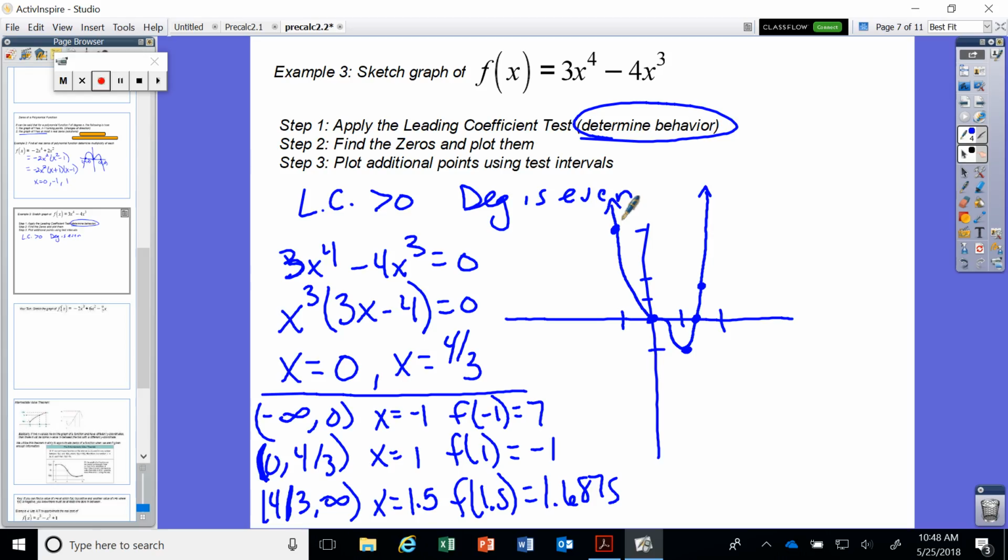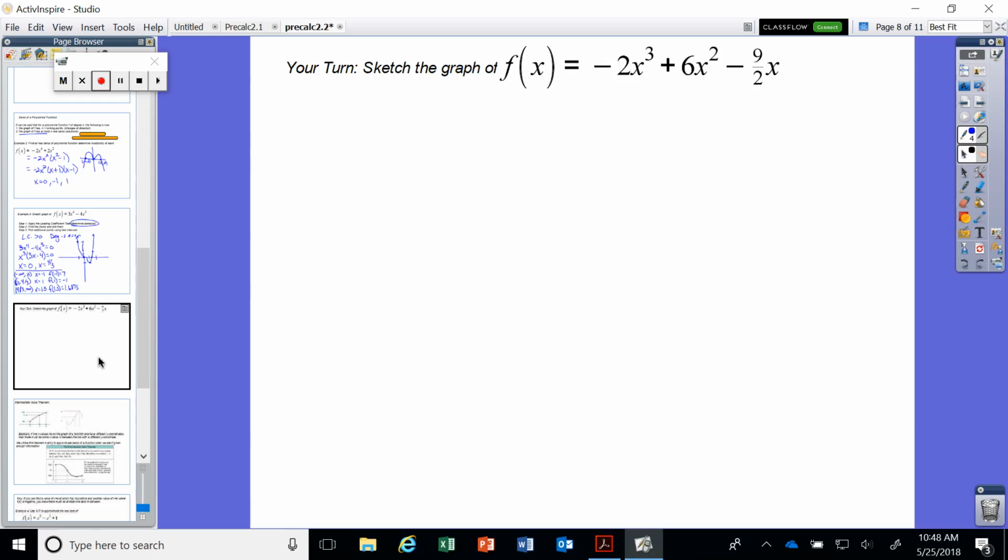All right, guys, as we wrap some things up, I've got one to try on your own. Once again, don't forget the steps. Go ahead and find that leading coefficient, find the zeros and plot them, and then find some intervals that you can work with to the left of that last x-intercept and in between the x-intercepts, and then find out where it's going to rise or fall. All right, guys, give this one a shot, and we're on to the next one.